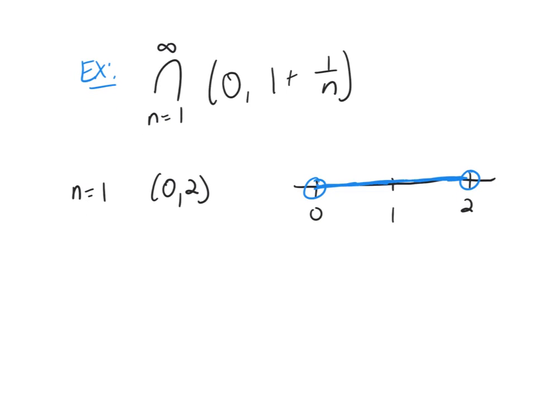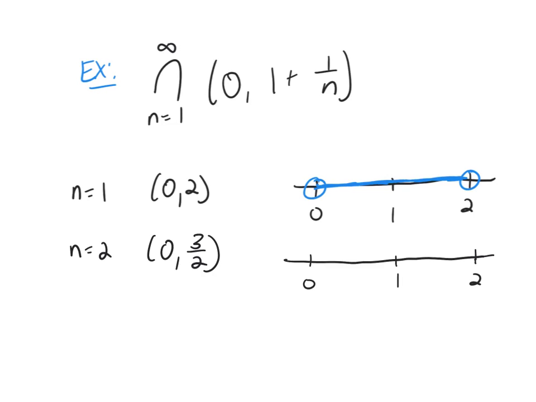All right, now let's plug in n equals 2. And what interval do I get? 0, 1 plus a half, or 3 halves. So again, make sure you line up your number lines here, 2, 1. So then 0 to 3 halves. And again, we don't include our endpoints, so I'm going to use open circles here at the two endpoints.